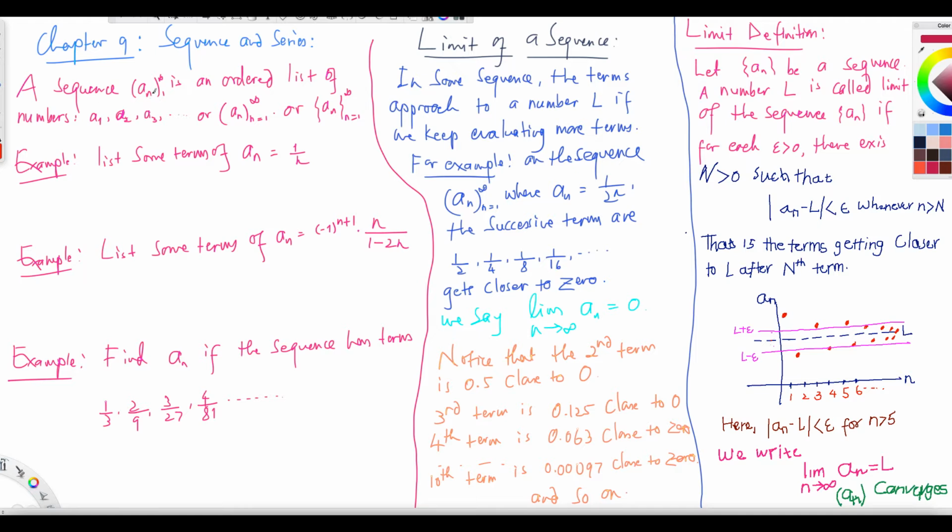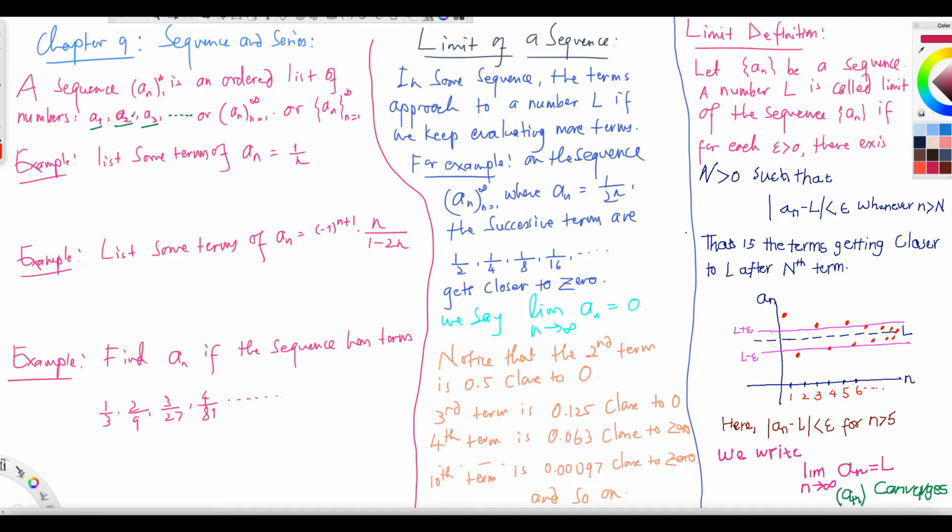A sequence denoted by a sub n, with n from 1 through infinity, is an ordered list of numbers. It will be a1, a2, a3, and so on. So that is called a sequence. Usually the sequence is written as a sub n with parentheses, n equals 1 through infinity, or a sub n inside curly braces, n equals 1 through infinity. So this a1 is called the first term, this is the second term, this is the third term, and so on. There are infinitely many terms because we have n equals 1 through infinity.